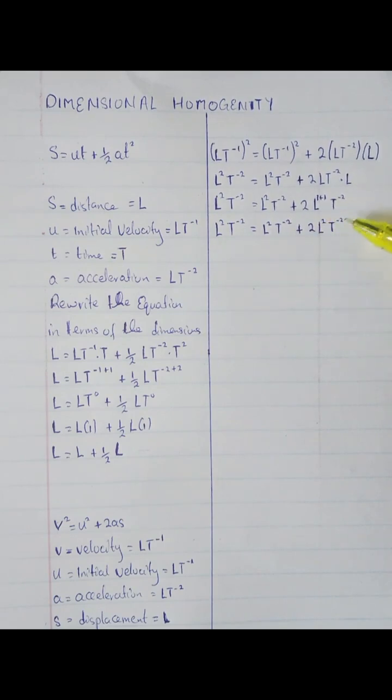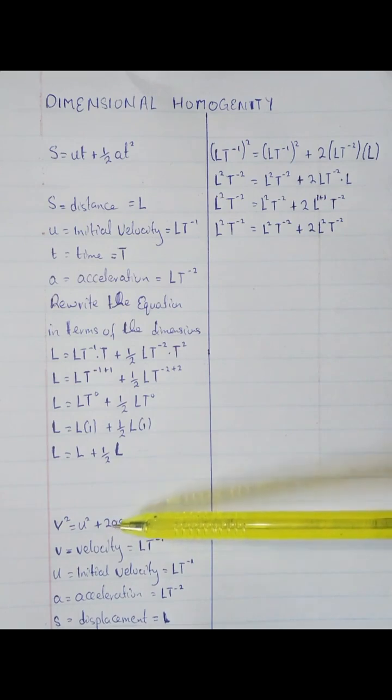Remember, I said not minding the coefficient. So this coefficient somehow is insignificant when we are checking for dimensional homogeneity. So we can see that this equation is dimensional homogeneous, and we can see that this equation is correct.